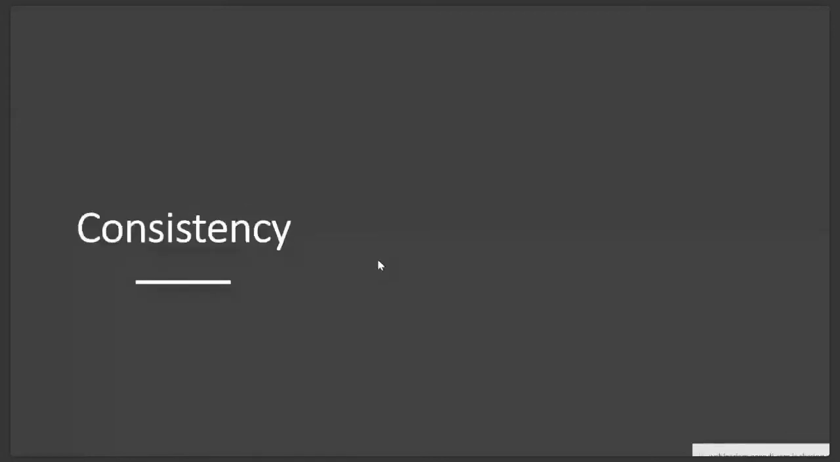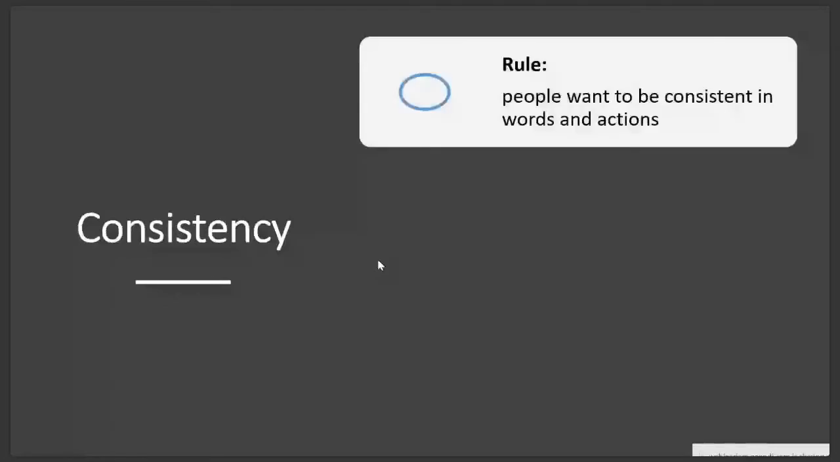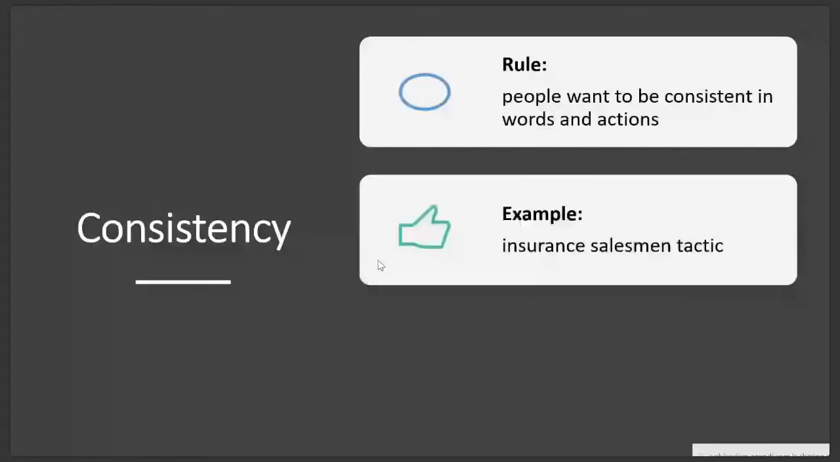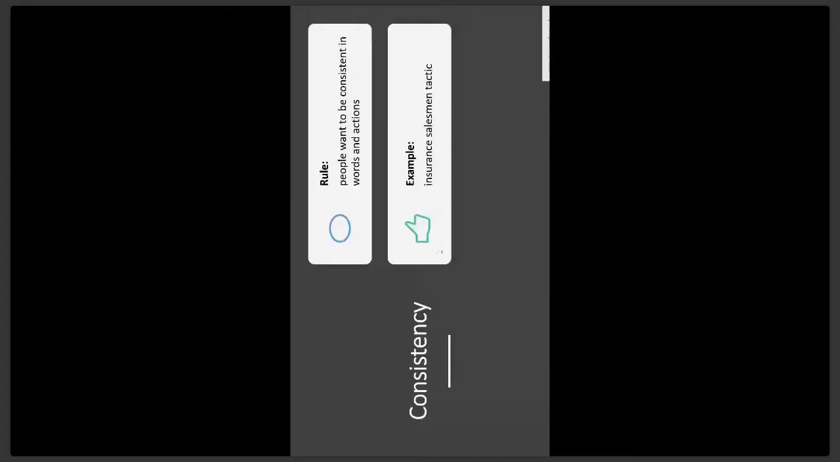And the rule here is that people want to be consistent in words and actions. People want to be consistent in the words and actions they've done in the past. So an example, this is known as the insurance salesman tactic. What the insurance salesmen used to do is knock door to door on different people's houses. They'd come into the living room and ask a series of about 50 questions. And each question was very cleverly directed to getting the person to say yes.